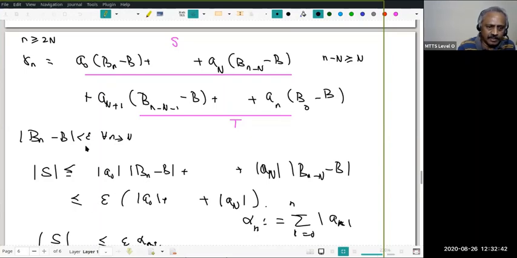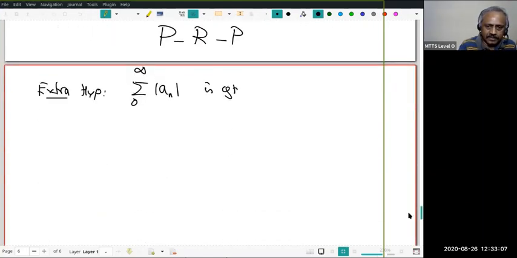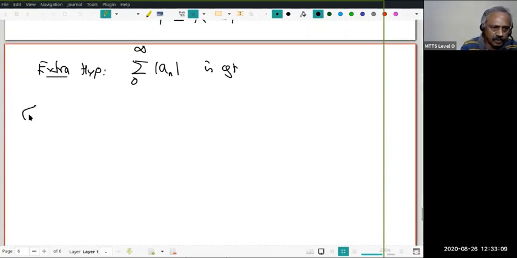It is going to be mod bn, epsilon into, let's look at this, mod s estimate less than or equal to epsilon into alpha n. You understand? Therefore, what do I want? I want this to be actually epsilon by 2. Therefore, what should I make sure? Choose capital N1 so that mod Bn minus B is less than epsilon by 2 into alpha capital N. Is that clear? Okay.